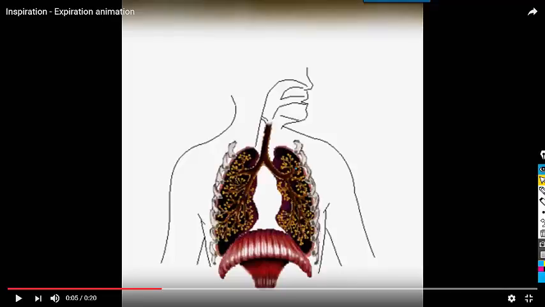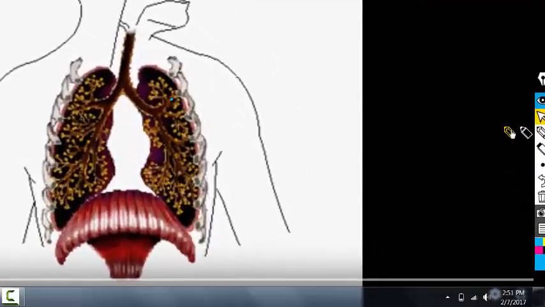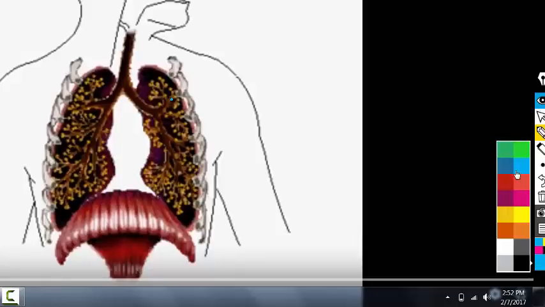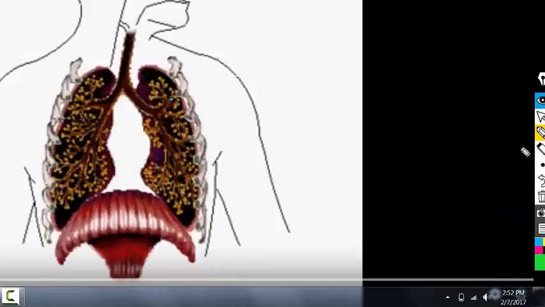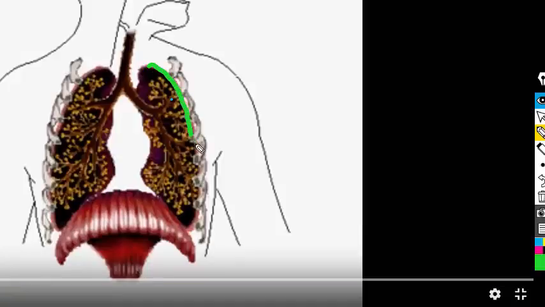Okay, guys, what I'm going to talk to you about today is how and why we breathe. First of all, a couple of things. Number one, the lungs actually kind of float in the thoracic cavity. They're not locked in place, but they actually have a cover around them.